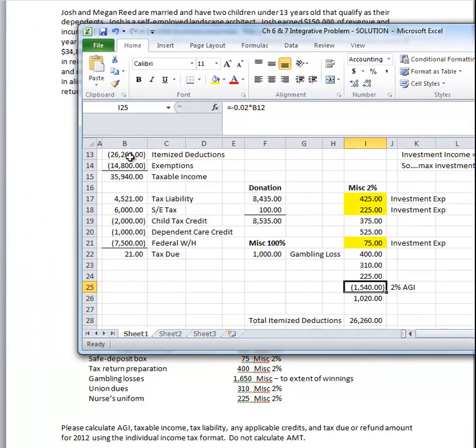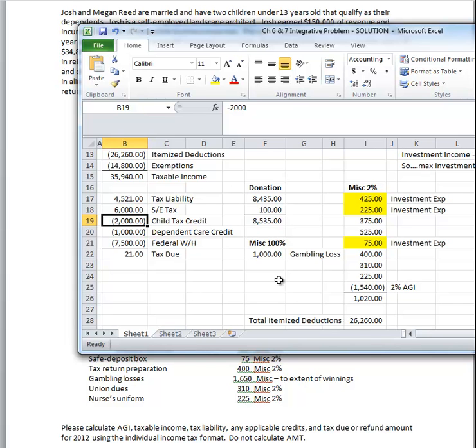That is obviously greater than the standard deduction amount. So subtract itemized deductions, subtract exemption, and that gives you taxable income. Use your tax rate table to come up with tax liability. Use the tax table to come up with the 4,521. Add to it self-employment tax. Then you want to subtract any credits.